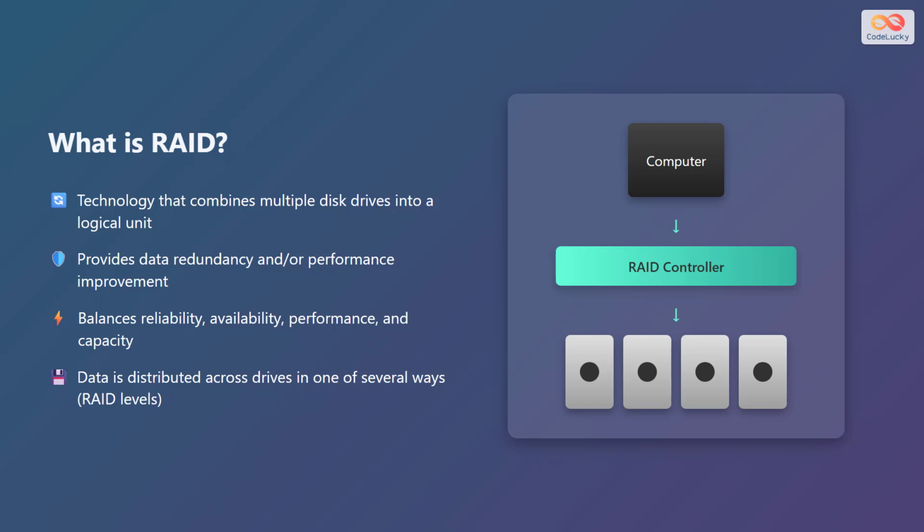RAID also balances reliability, availability, performance, and capacity to meet different storage needs. Data is distributed across the drives using different methods which are known as RAID levels. A RAID controller manages how data is written to and read from the array of disks, optimizing performance and ensuring data integrity.